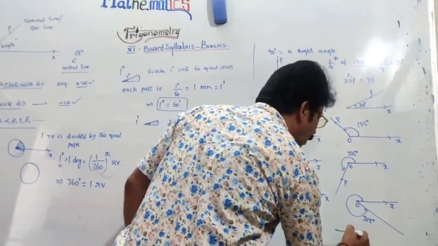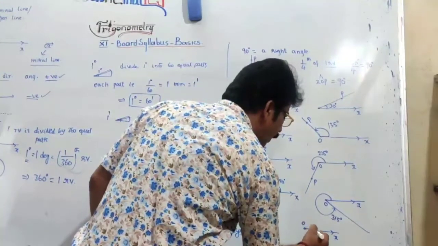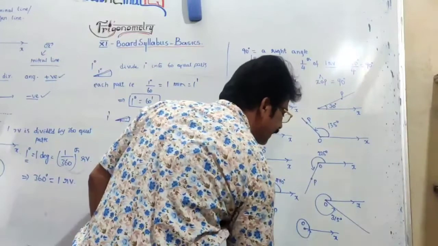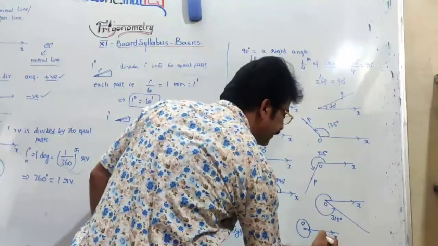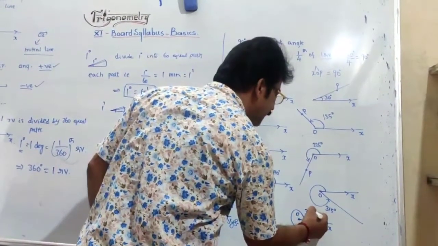Another 45, 315 plus 45, 360. So this is the x-axis. So O, like that. We have to represent like that. Where is P? On itself, P. So it is called 360 degrees.